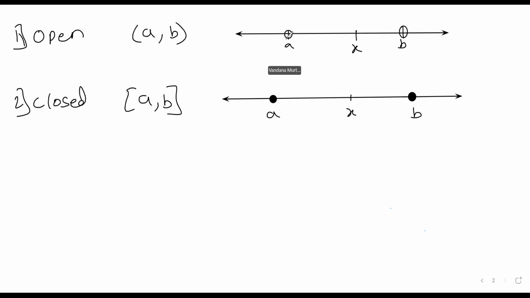Here X is not assuming A, X is not assuming B. Also, it is somewhere in between A and B. It will assume all the values in between A and B, but it will never be A. This will never be B. Here X will be A, then assume all the values in between, and then X will be B. This is closed interval. Then third is semi-open.